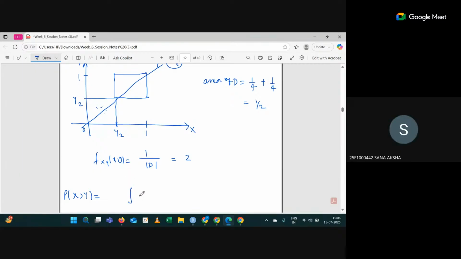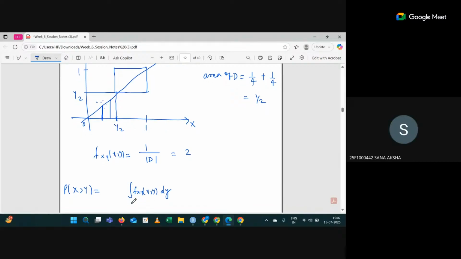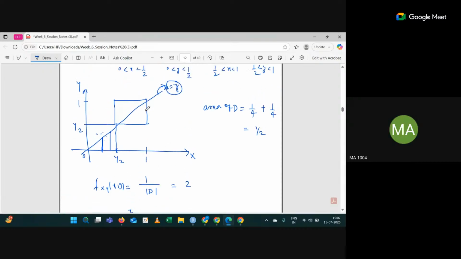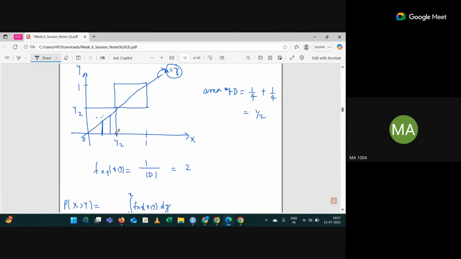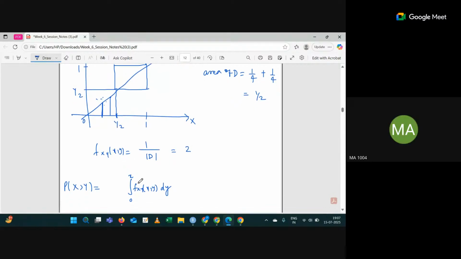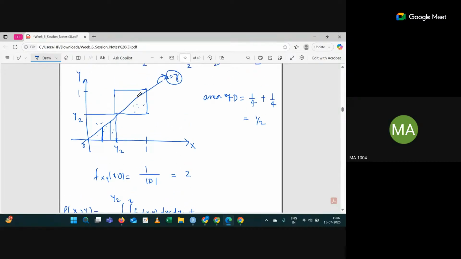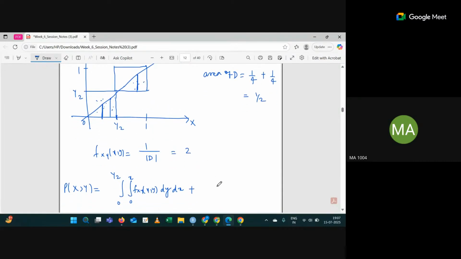What I will do? Let's say I take f(x, y) and suppose I'm interested in dy. What is the limit of y here? I have to draw a line parallel to the y-axis, right? What is the limit of y here? 0 to x. This is the x line, right? Okay. And then what is the limit of x? It can take any value from 0 to half. So this part has been covered. Plus, what about this part? If I were to draw a parallel strip to the y-axis, what is the limit of y?